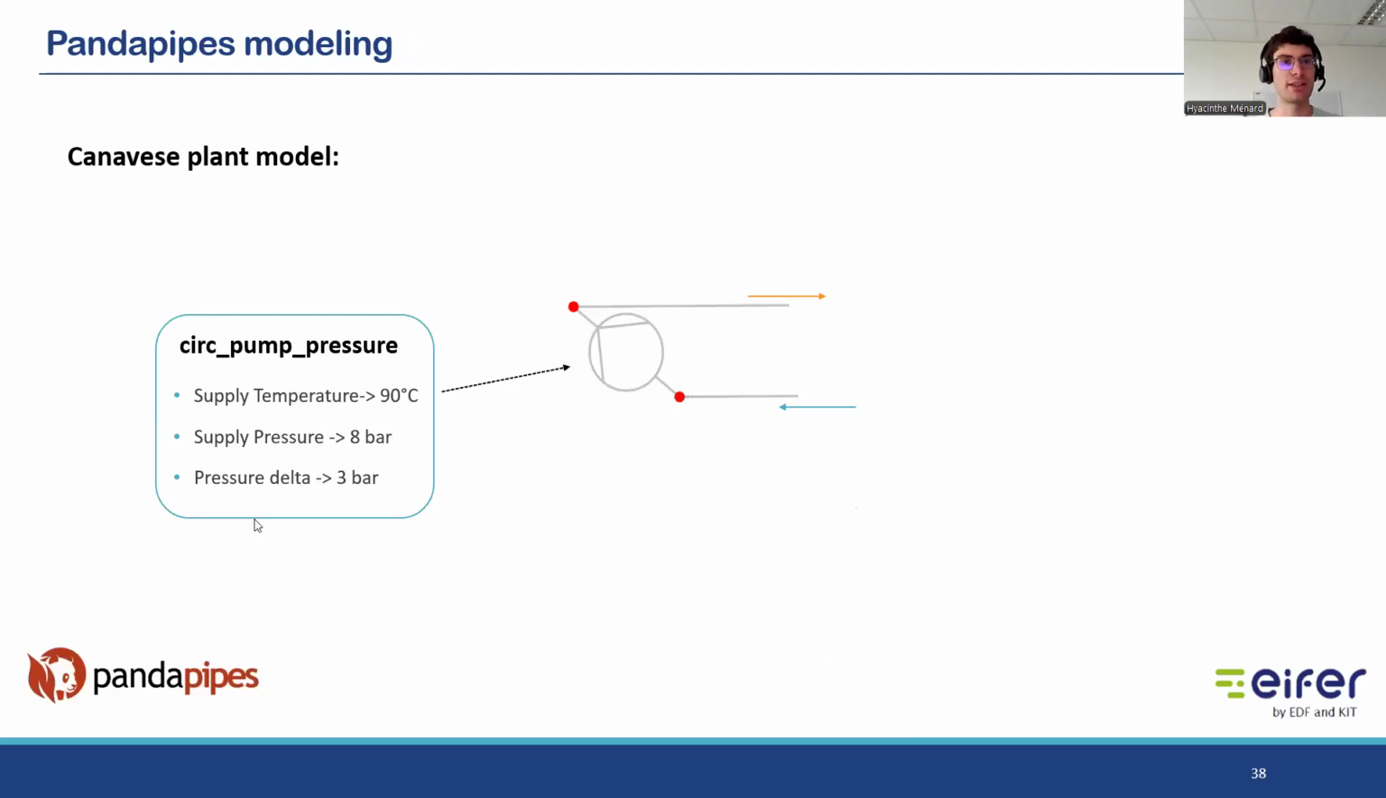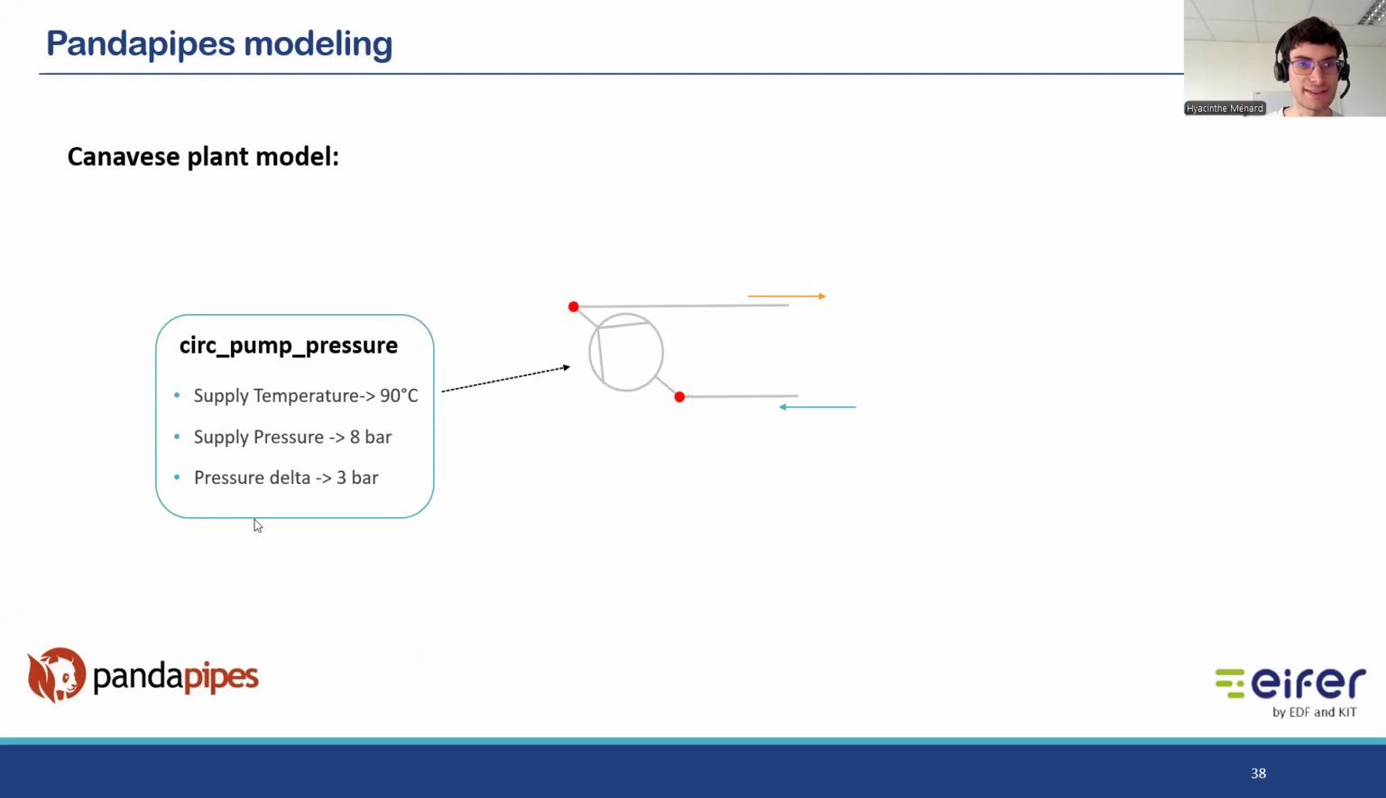Then how do I model more precisely the heat plant? So the Canavese power plant is actually pretty complex, as I said before. But in pandapipes, I will use one of the many components that are available in the library. In this case, I will choose to use the circulation pump pressure. So this component allows me to set the supply temperature in the supply network. So in this case, I will choose 90 degrees.